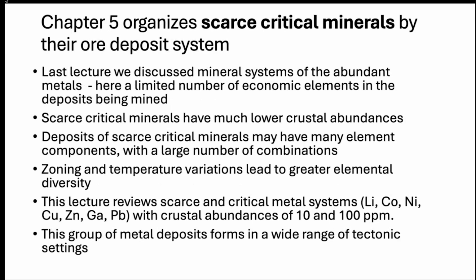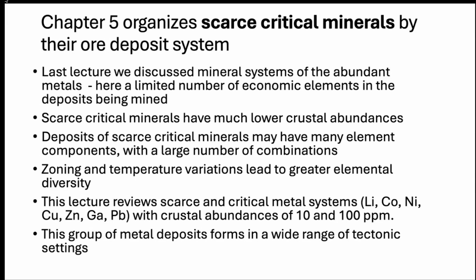Chapter 5 organizes scarce critical minerals by their ore deposit type. We discussed mineral systems of abundant metals, which is what Bob just talked about. What I'm trying to say is that a lot of these systems that have abundant metals also have less abundant metals that are still critical. And scarce critical minerals have a much lower crustal abundance than the ones we've just talked about.